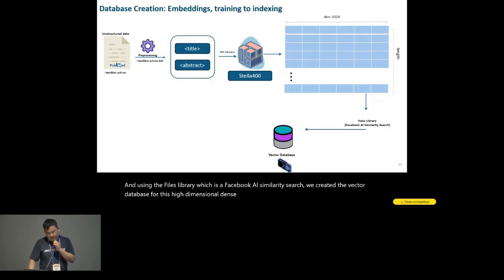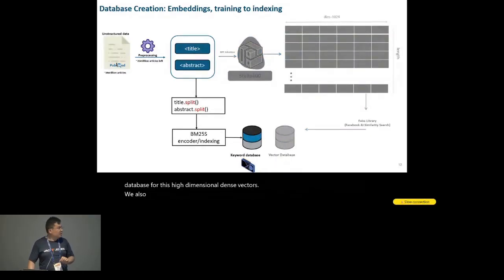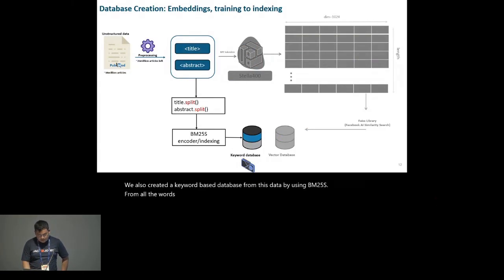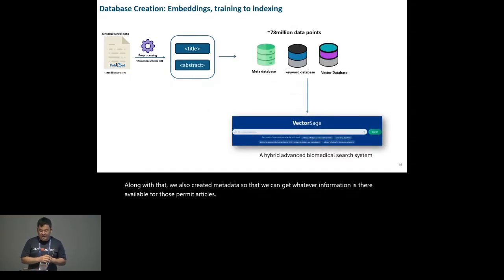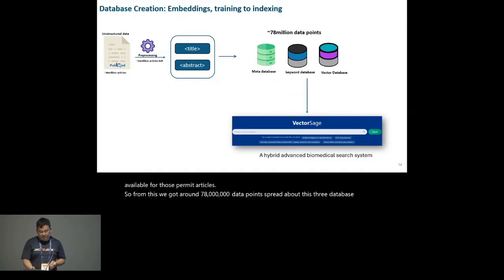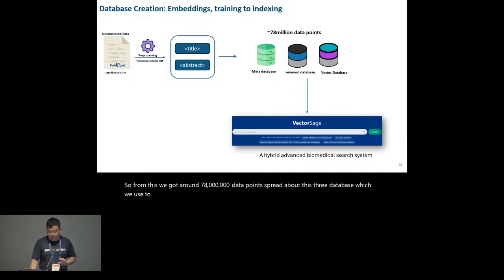We also created a keyword-based database from this data using BM25S, from all the words in the title and the abstract. Along with that, we also created metadata so that we can get whatever information is available for those PubMed articles. From this, we got around 78 million data points spread across these three databases, which we used to develop the VectorSage tool.